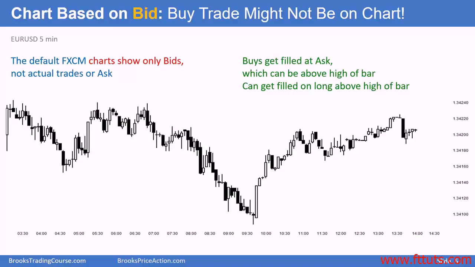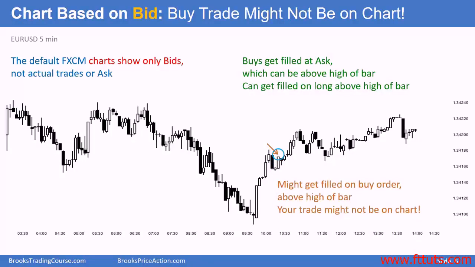buys, which always get filled at the ask, can be above the high of the bar. So you can get filled on a long above the high of the bar. If you're trying to buy, you're going to get filled at the ask. And the ask is always above the bid. And the high of this bar is based upon the bid because every price on the chart is based upon the bid.